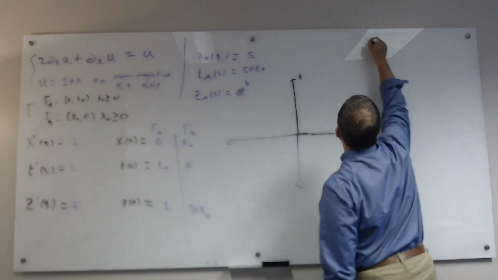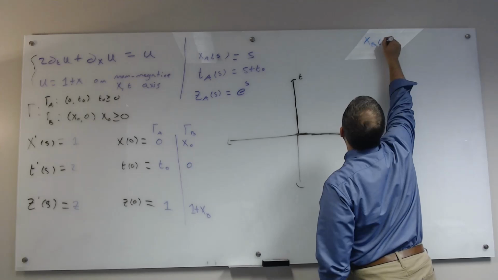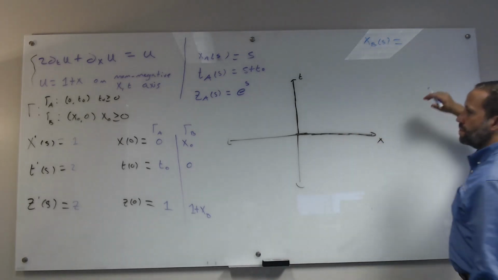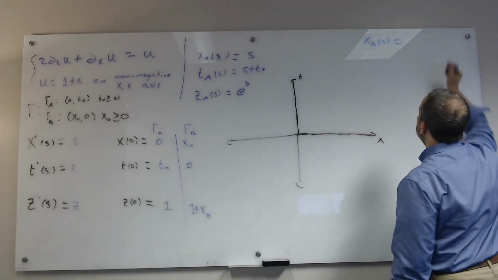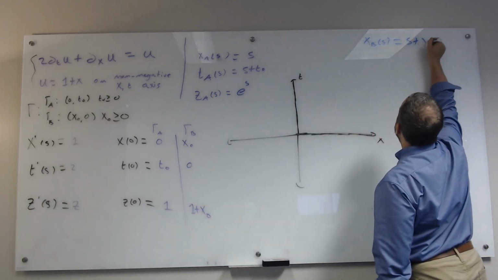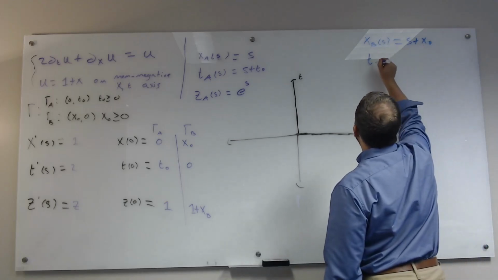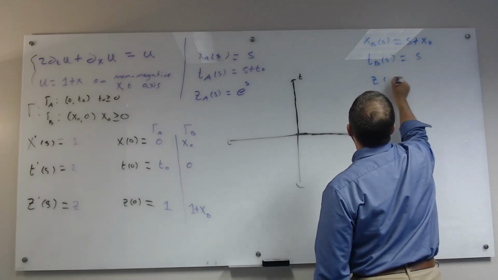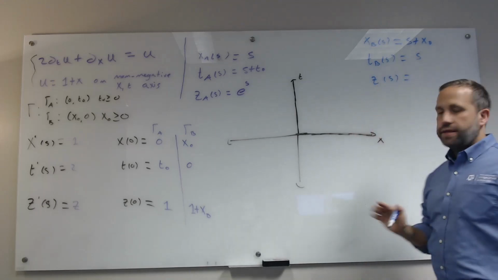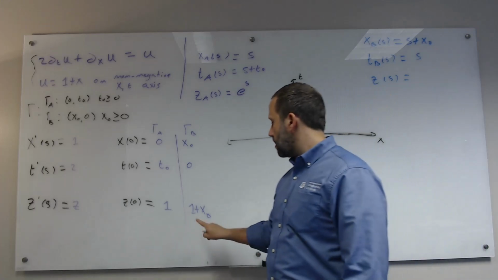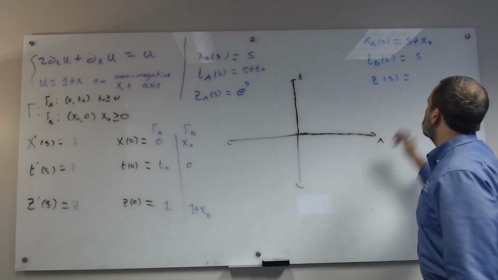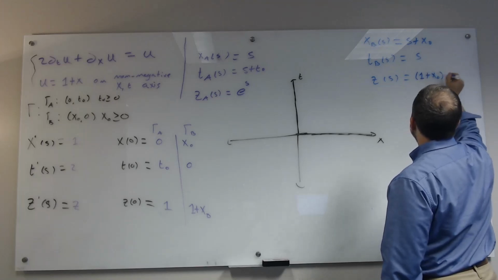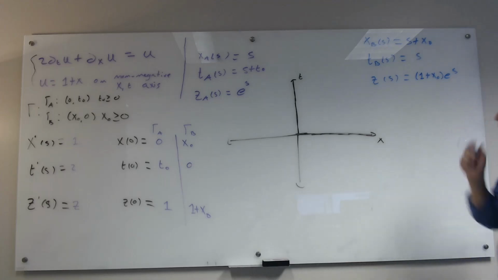Now in blue, let me do the other one. So x_B(s), this is going to be the ones that are starting on the x-axis here. So I'm looking at this data over here. This is going to be equal to s plus x naught. t_B(s) is going to be equal to s. Now z(s) is still going to be z of 0 times e to the power of s, but z of 0 now is 1 plus x naught. So this is 1 plus x naught times e to the s.